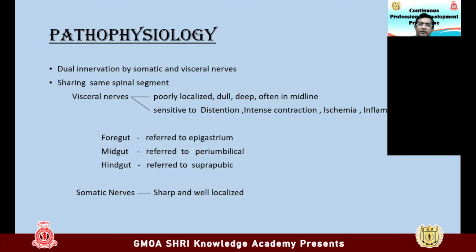Why? The pathophysiology of this process is that the visceral nerves and the somatic nerves utilize the same spinal segment. The classic example is C2, C3, C4 fibers, which innervate the diaphragm as well as the right shoulder. If someone has diaphragmatic irritation, they complain of pain in the right shoulder. That's why some patients with involvement of the liver and gallbladder will have pain in the shoulder area.